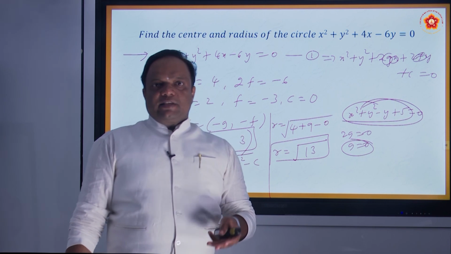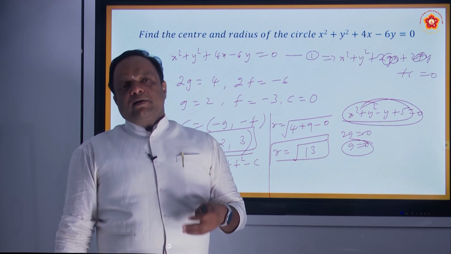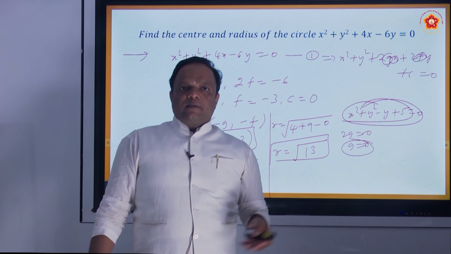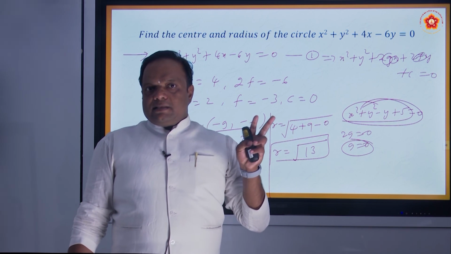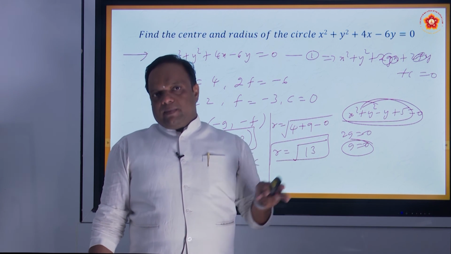So we saw 4 problems in this session: how can you find the center and radius of the circle when the circle equation is given in the general second degree form in two variables.